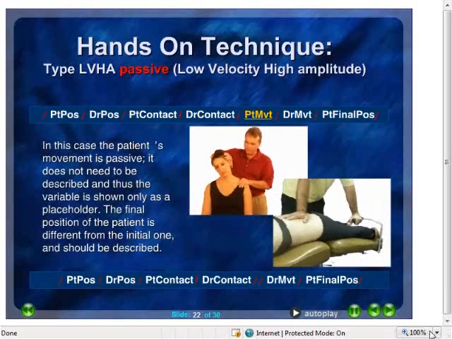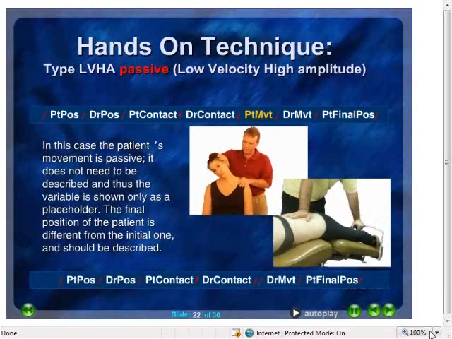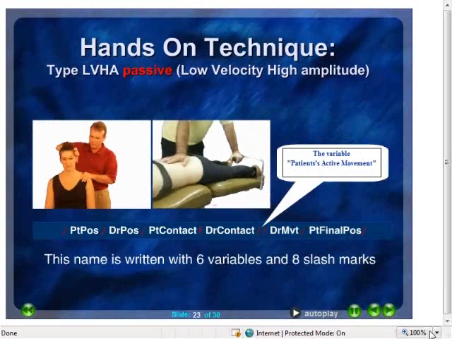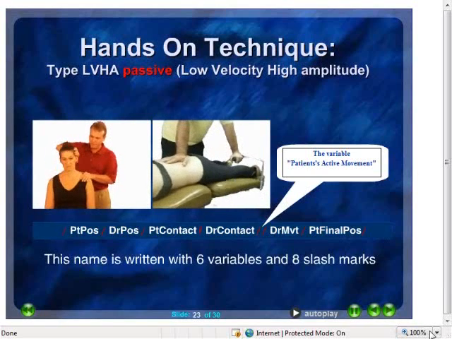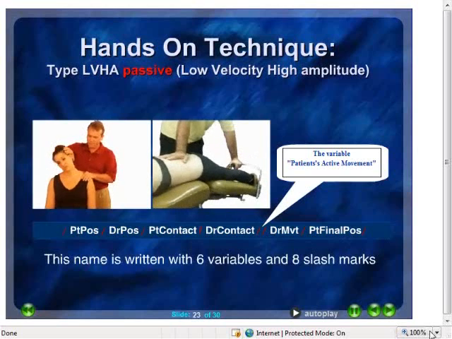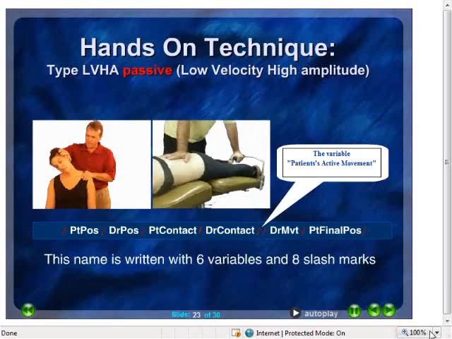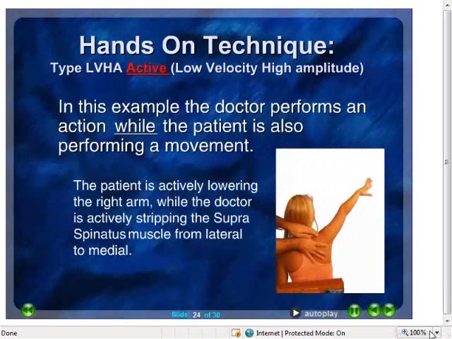The final position of the patient is different from the initial one and should be described. For this technique, note that the variable patient's active movement is left blank. The name is written with 6 variables, but still 8 slash marks.